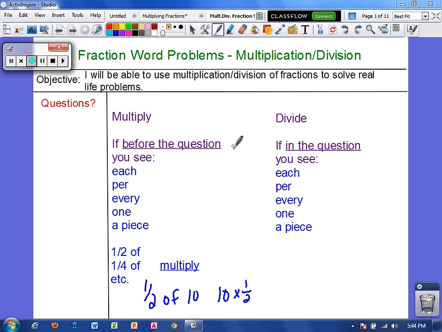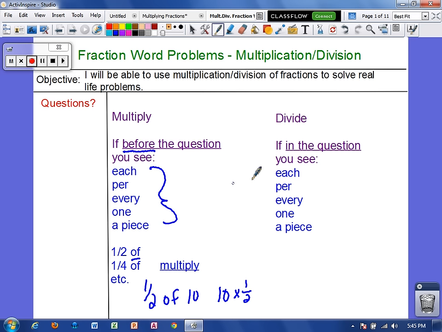So let's talk about keywords and how to use those keywords to determine if we should multiply or divide. When we multiply, we might see one of these keywords before the question. If we see this in the word problem and it's before the question, that usually means we're going to multiply. If you see the word "of" with a fraction, such as half of something or a fourth of something, that means to multiply as well. So for example, if we had half of 10, we would just take 10 times 1/2.